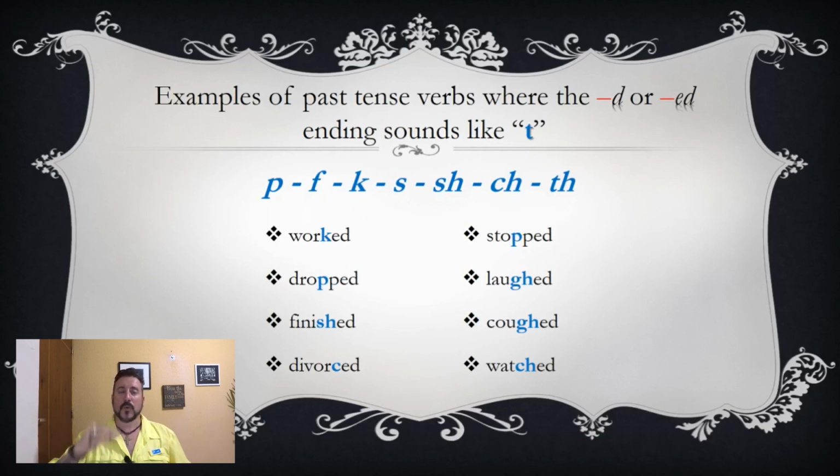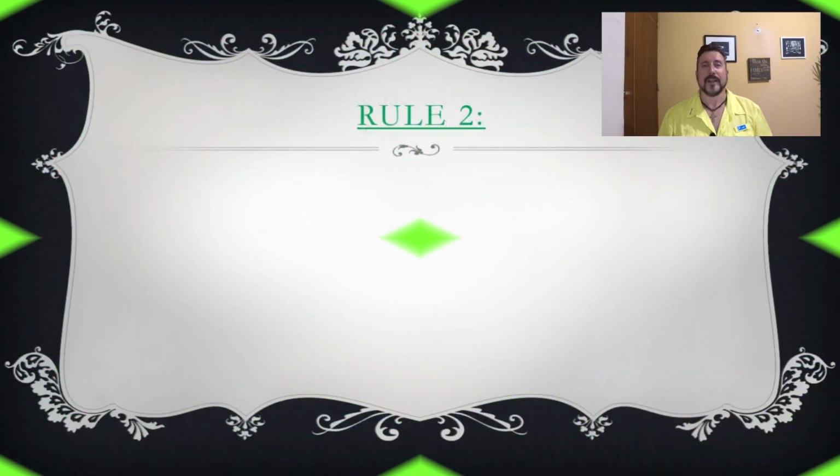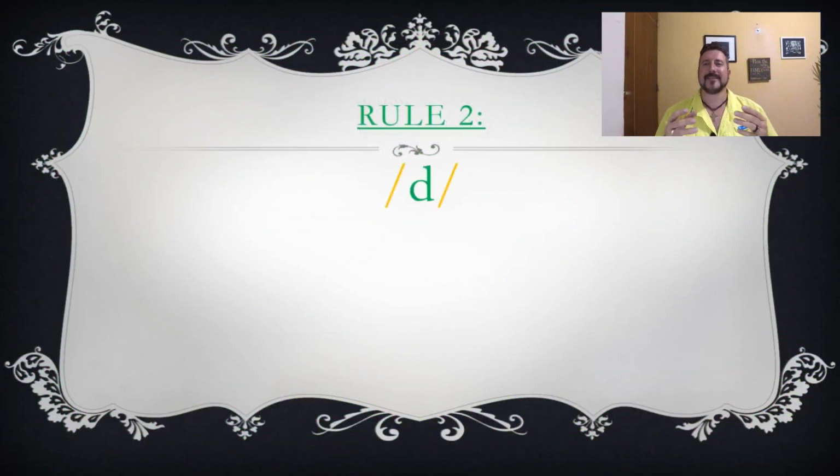So work becomes worked, stop becomes stopped, drop becomes dropped, laugh, laughed, cough, coughed, finish, finished, watch, watched, and divorce, divorced. Easy, right? Makes sense, yeah? Great. That's rule number 1. Now, rule number 2 is going to be the D. And have you guessed it? It's the same as the T.